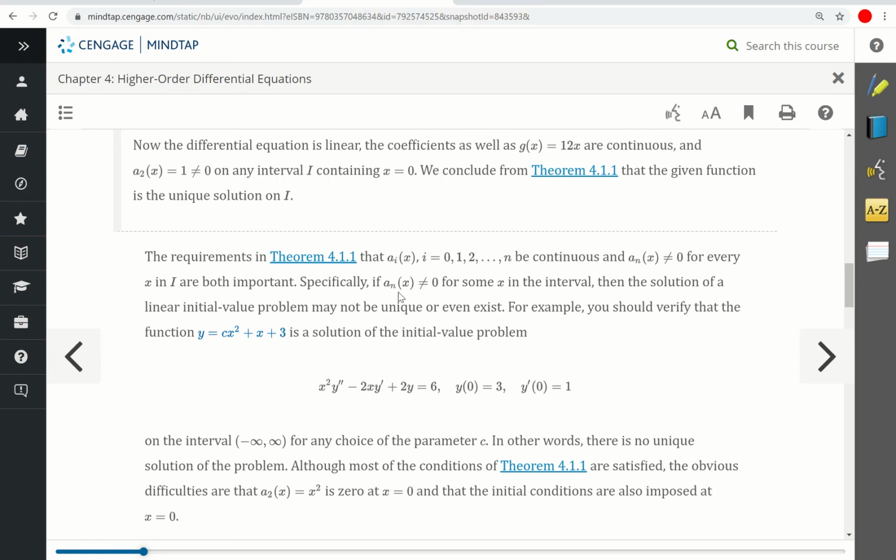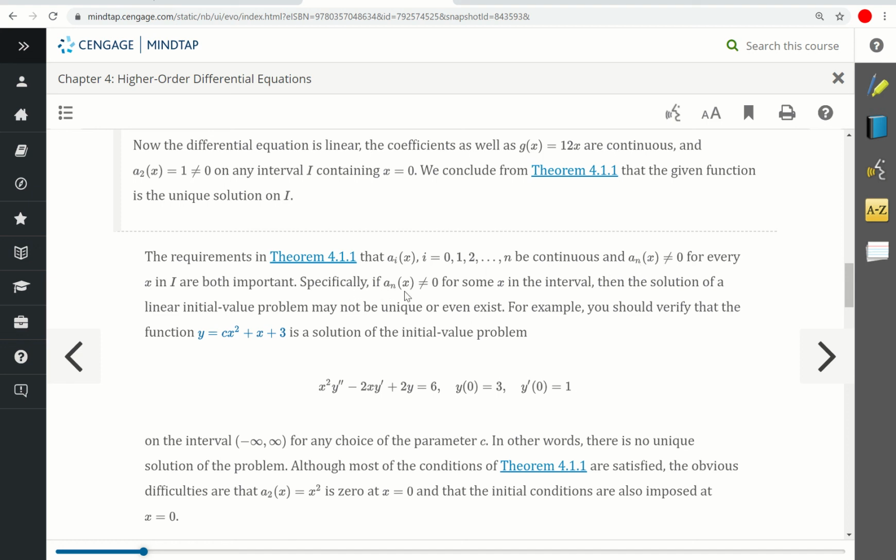Before we look at the next example in section 4.1, we want to make a comment and highlight some of the key elements of theorem 4.11. Recall that we get the existence and uniqueness of the initial value problem, or the differential equation, provided that those coefficient functions are continuous, and also that the leading coefficient function, the one that goes with the highest order derivative, should be non-zero for every value of x in the interval I. We need both of those conditions, continuity and non-zeroness of the lead coefficient, in order to guarantee the existence and uniqueness of our differential equation.